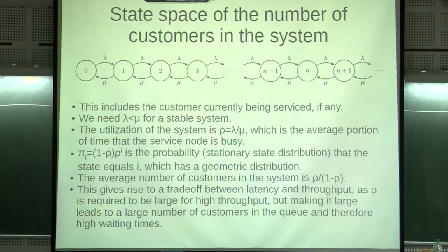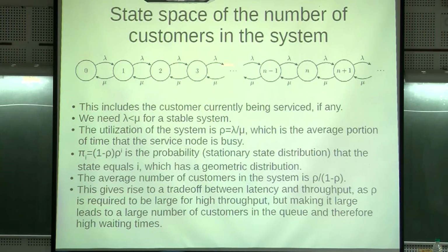So we can write the utilization as lambda on mu. As lambda gets bigger and bigger, the system is being utilized more often. It's the average portion of time that the service node is busy. So if lambda were half of mu, then the service node is busy half of the time on average. If you look at the service node, half the time it will have a job and be doing something. Half the time it will be idle, not doing anything. For a stable system, this utilization has to be less than 1.